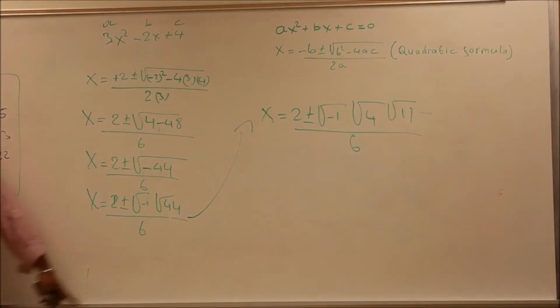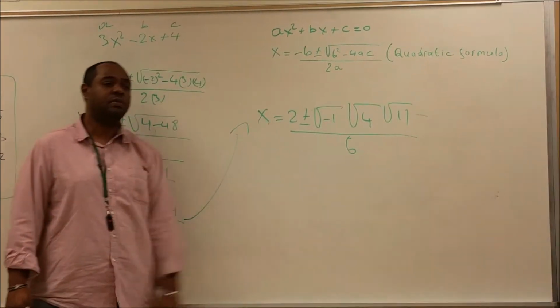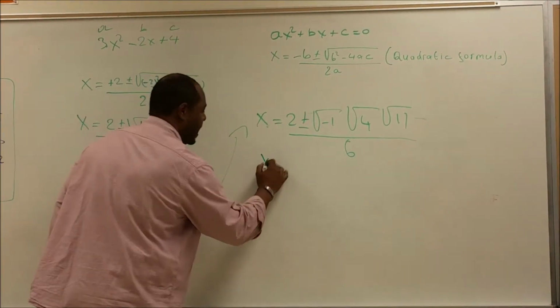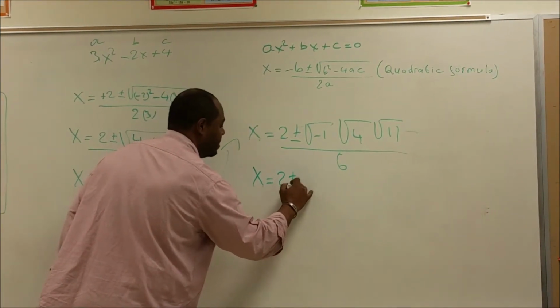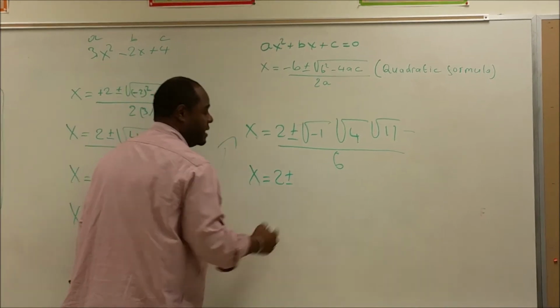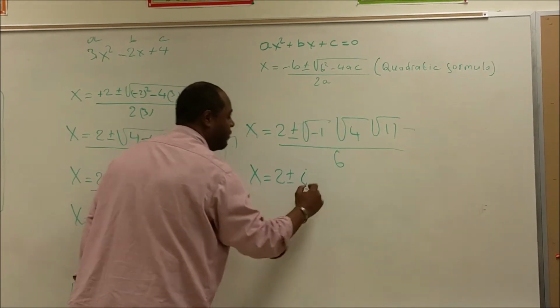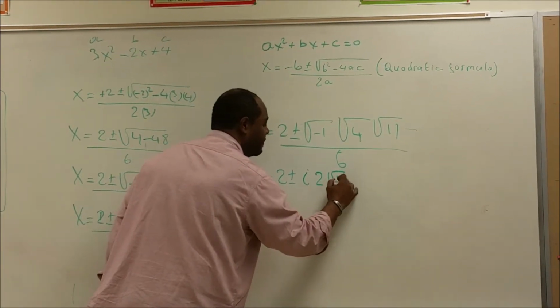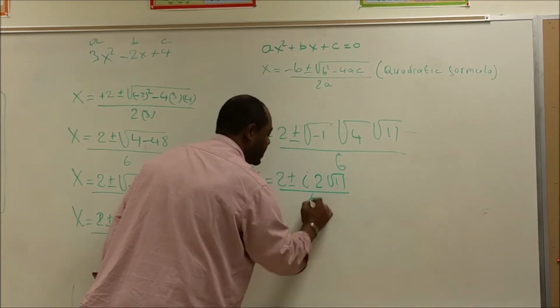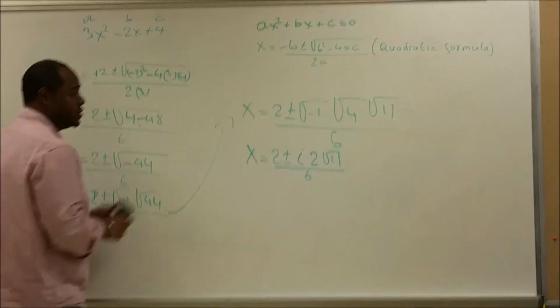And what is square root of 4? 2. So let's rewrite this. So x is equal to 2 plus or minus square root of, that will be i, square root of 4, that will be 2, times square root of 11. This entire thing over 6. Alright? So far so good?